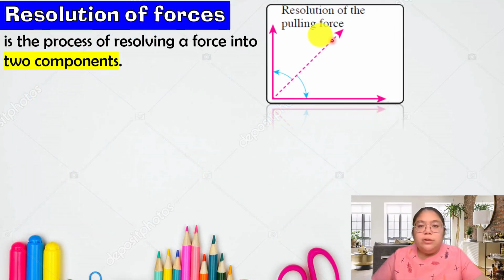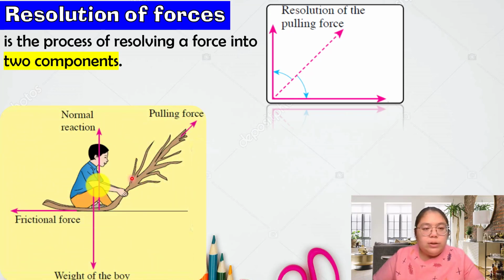Then we continue with the resolution of the pulling force. Now this is one of the diagrams. The ball is pulled. Now we're going to see that there is friction. When you move on the ground, you get friction. Upwards, we surely have the normal reaction. The second one is the weight. Normally the normal reaction and the weight become equal, because the ball never lifts up or goes downwards. So we find the normal reaction and weight should be the same.